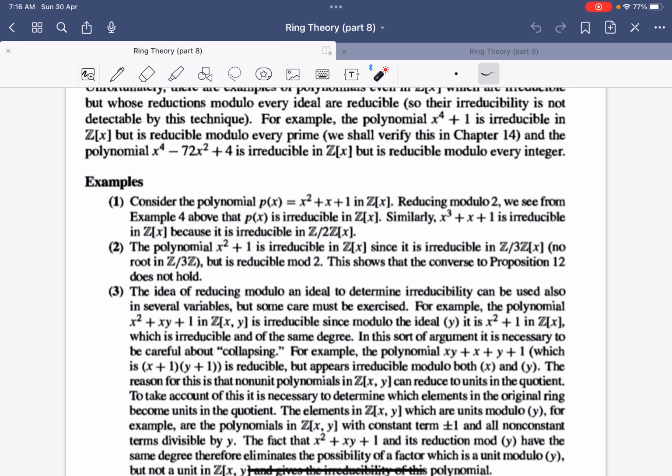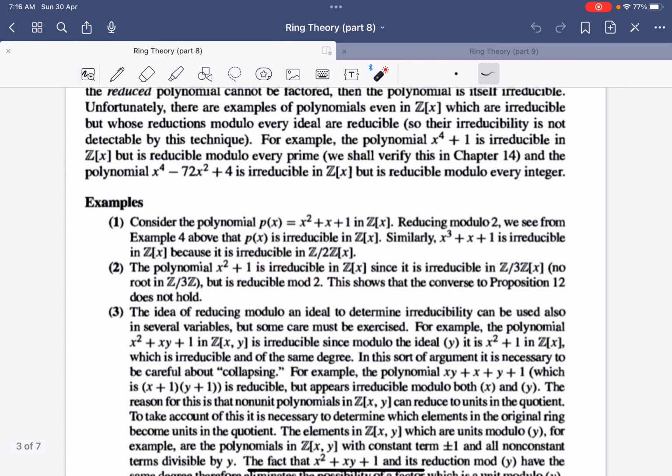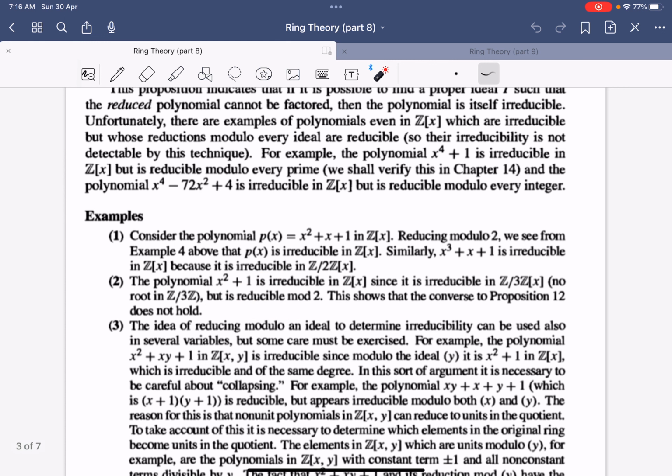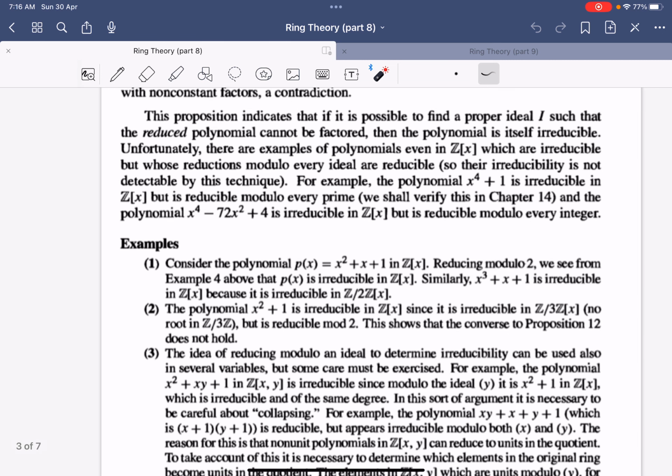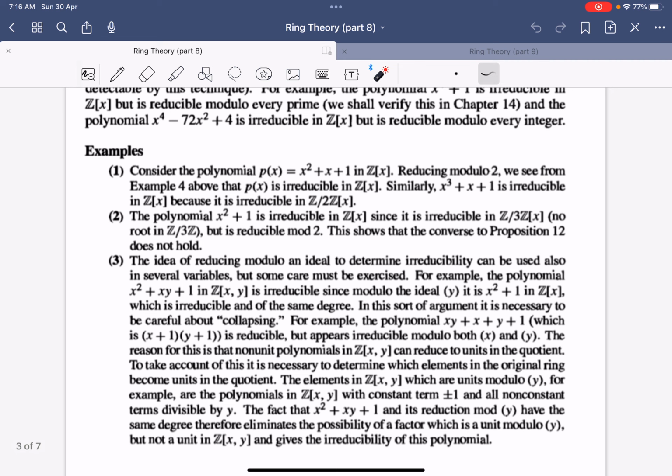Then the polynomial x squared plus 1 is irreducible in Z since it's irreducible in Z modulo 3. But even though you can see that it's reducible modulo 2. So this shows that the converse does not hold. So what we really want to do is find a correct ideal for this to work, and this could take a while because you need to do trial and error.